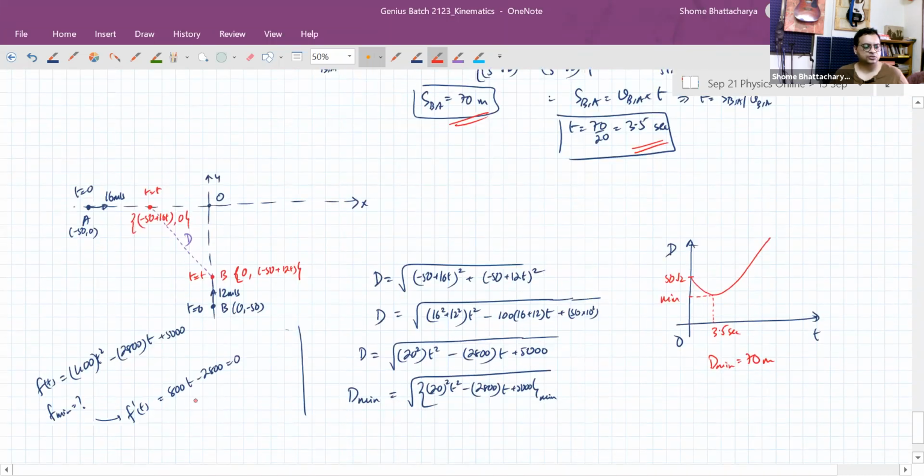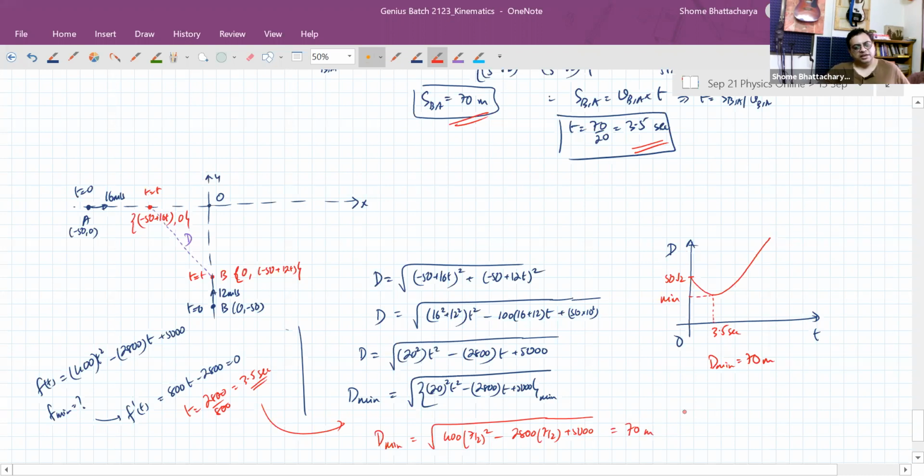Okay, so F prime is this, 0 means that here T is 3.5 seconds, and therefore this D minimum will work out to be 400 into 7 by 2, I'll write it like this, square, minus 2800 into 7 by 2 plus 5000. So when we work this out, this should come out to be 70. It will come out now, I think, because we got the time correct.